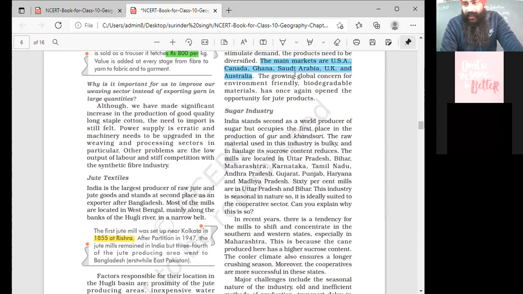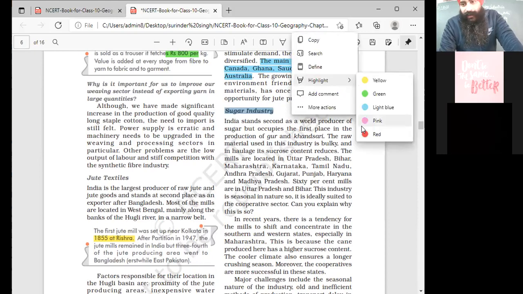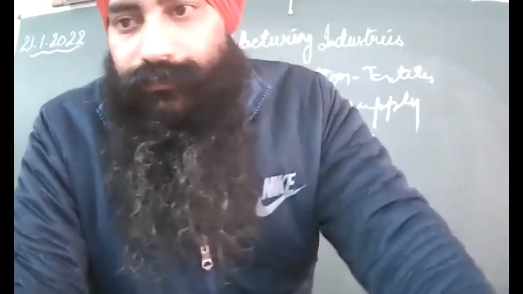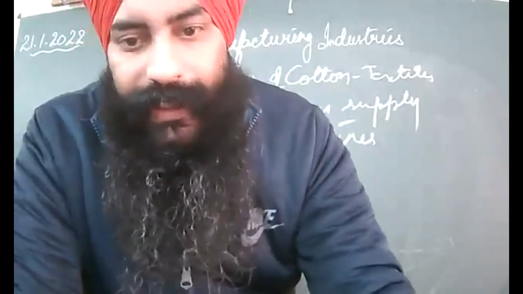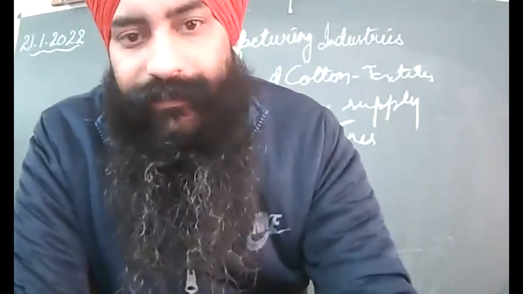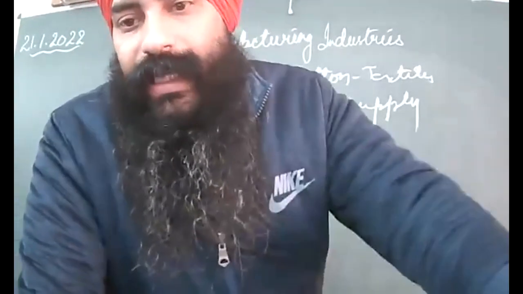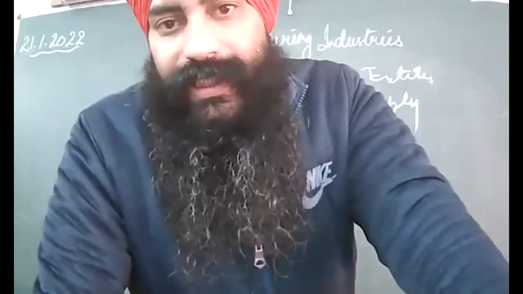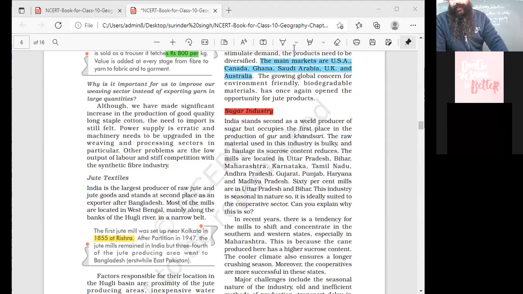So this is the second agro-based industry. Now the third, sugar industry. Still any questions? Yes, any queries, any questions in relation to the cotton textiles or jute industries in India? Now the next.